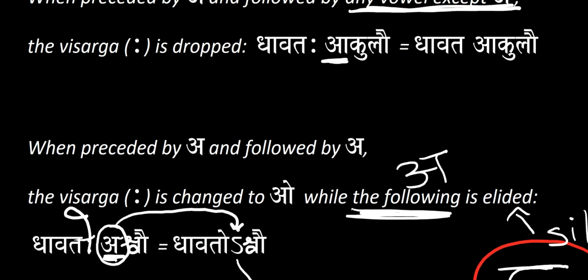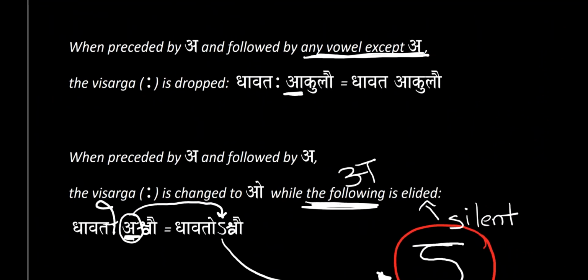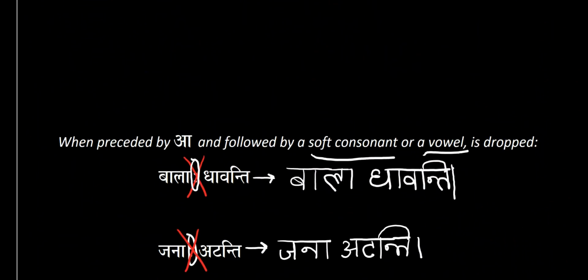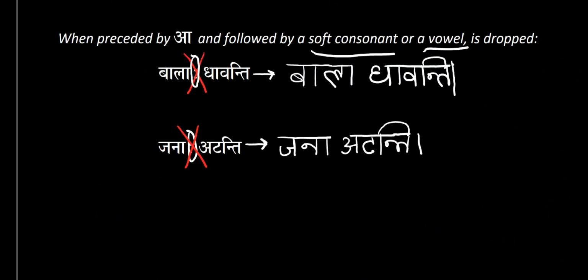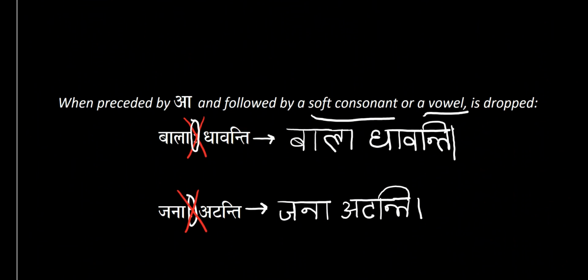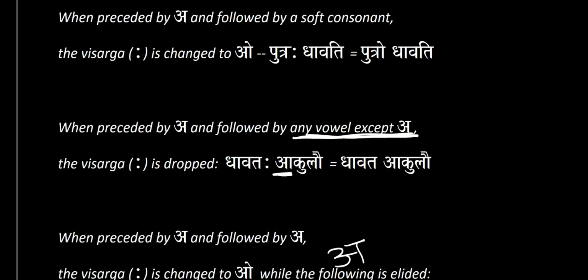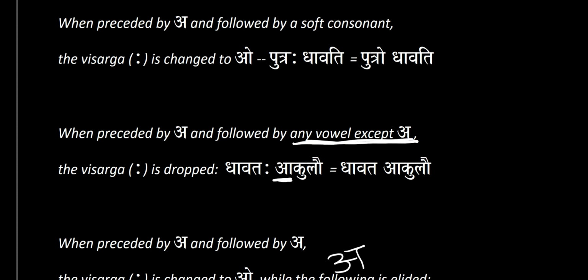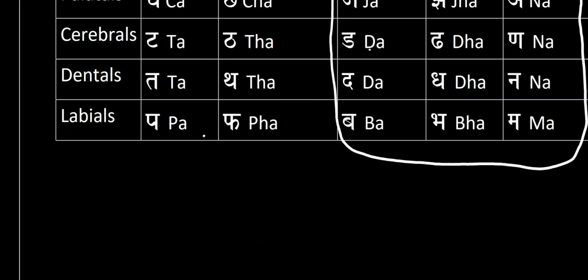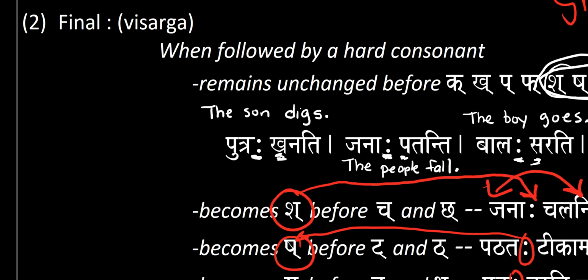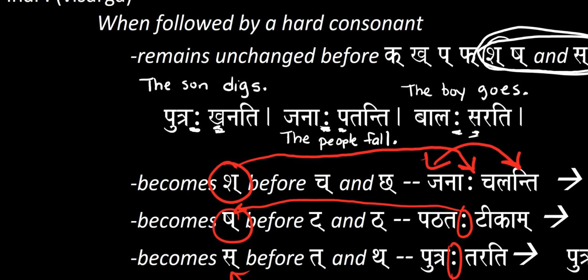In the last video, we went over what happens when a visarga is preceded by a, and what happens when it's preceded by a and followed by a soft consonant or a vowel. When it was preceded by a, there were 3 different conditions depending on what that visarga was being followed by. Then we took a look at what would happen to that visarga if it's followed by a hard consonant, and they had specific rules.